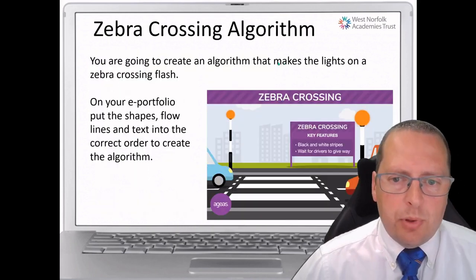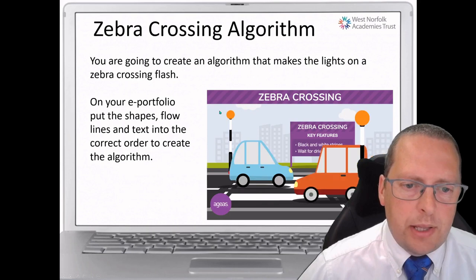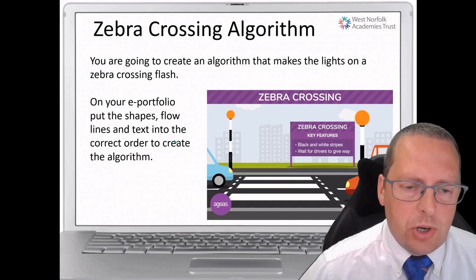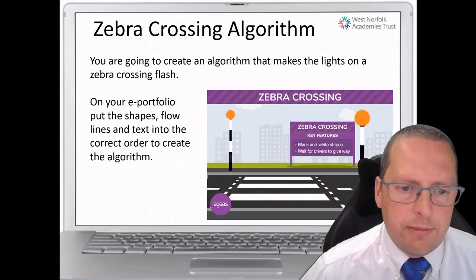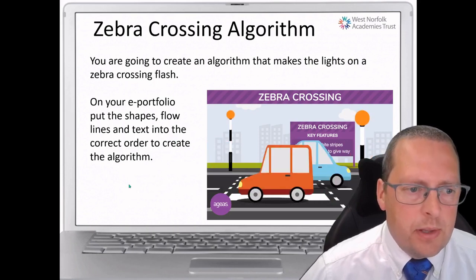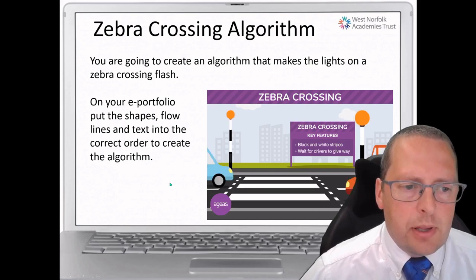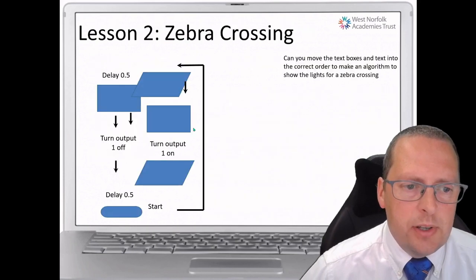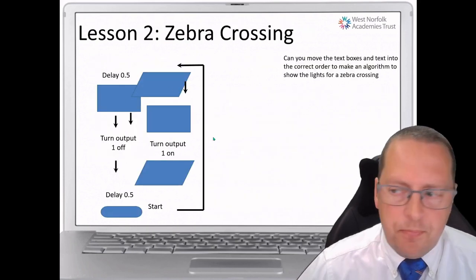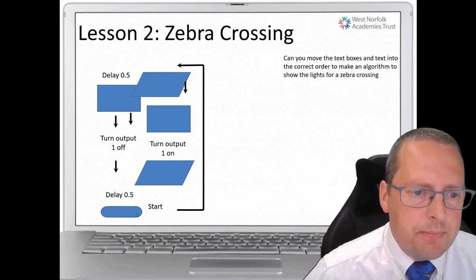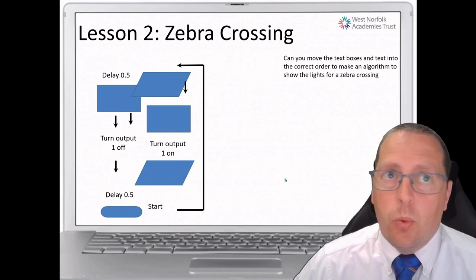So we're going to start with a simple zebra crossing. With the zebra crossing, the lights just turn on and off. They're flashing on and off. They switch on, there's a delay, there's a wait, and then they switch off. And that just gets repeated constantly. So you're going to put the shapes that you have available in your e-portfolio in order to show how this algorithm works. The shapes that you have are these ones here, and you'll be able to just move them about to create a flow diagram showing how the zebra crossing works. So again, you can pause the video while you complete that task.